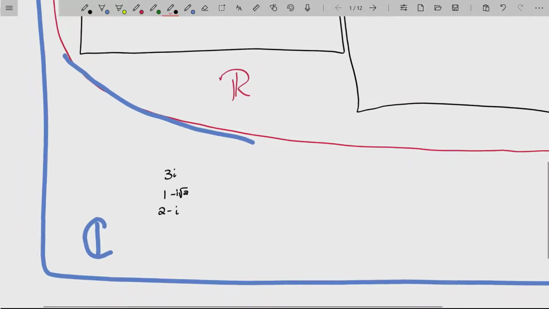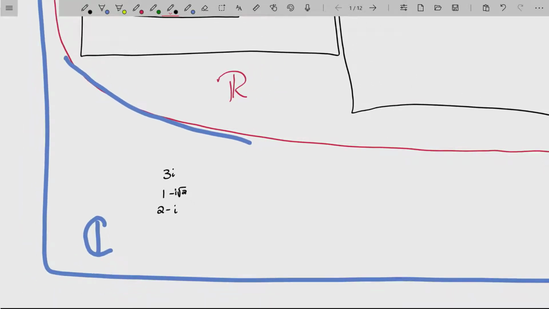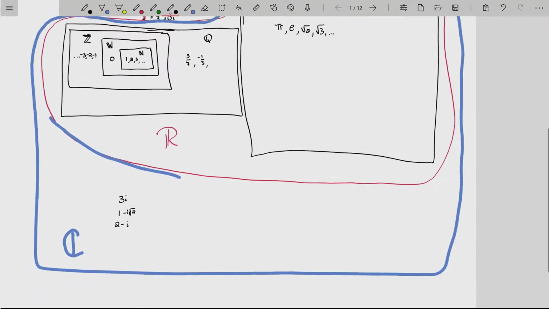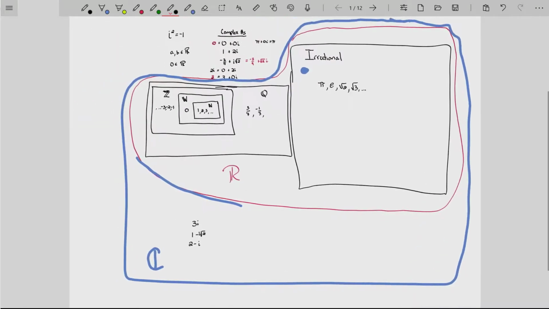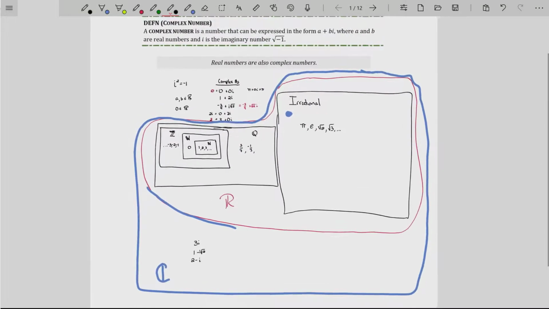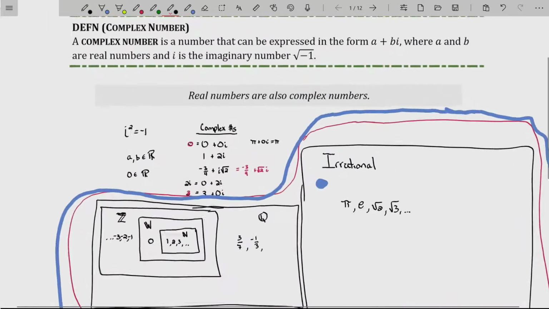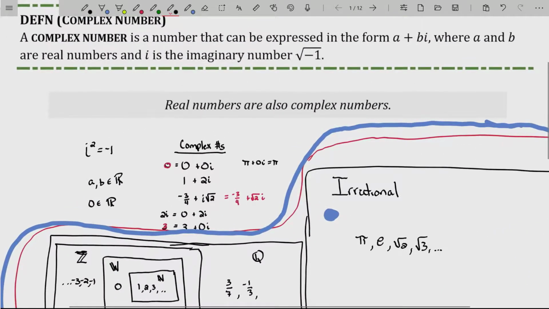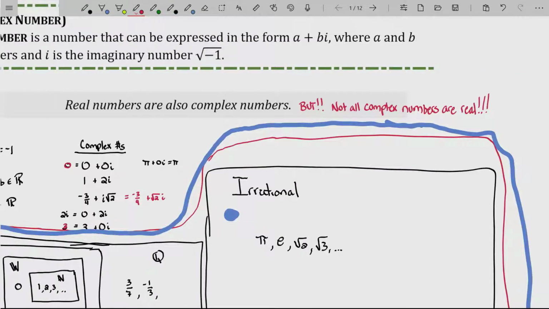So all of those non-real numbers are still called complex numbers, but then real numbers are also complex numbers because they are of the form a plus bi, but the b part is 0. So this has grown our number system quite significantly to be very massive. And by the way, I mentioned at the top, real numbers are also complex numbers. Not the other way around though. But not all complex numbers are real numbers.